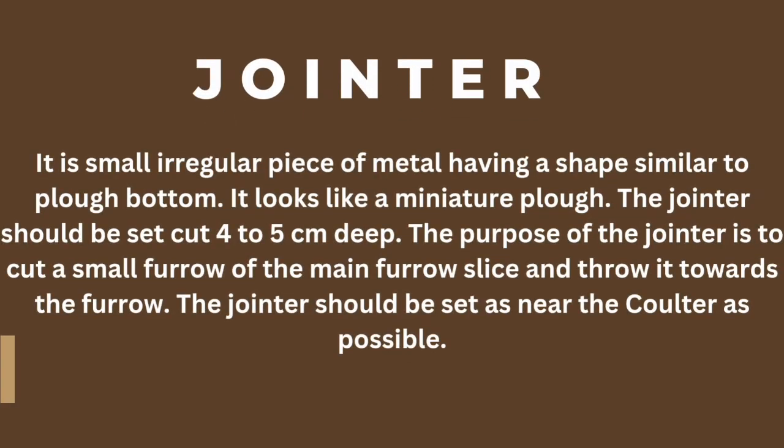Jointer. It is a small irregular piece of metal having a shape similar to the plow bottom. It looks like a miniature plow. The jointer should be set to cut 4 to 5 centimeters deep. The purpose of the jointer is to cut a small furrow from the main furrow slice and throw it towards the furrow. The jointer should be set as near the coulter as possible.